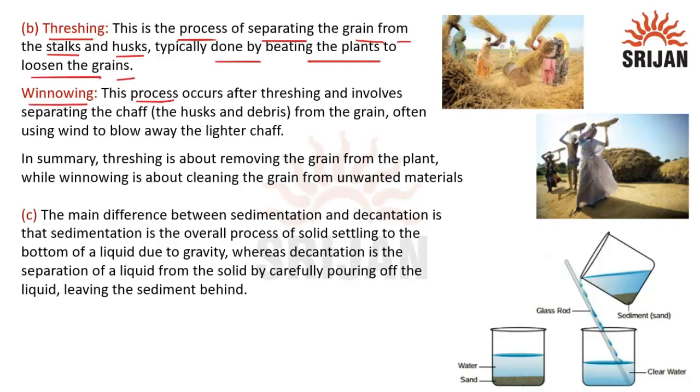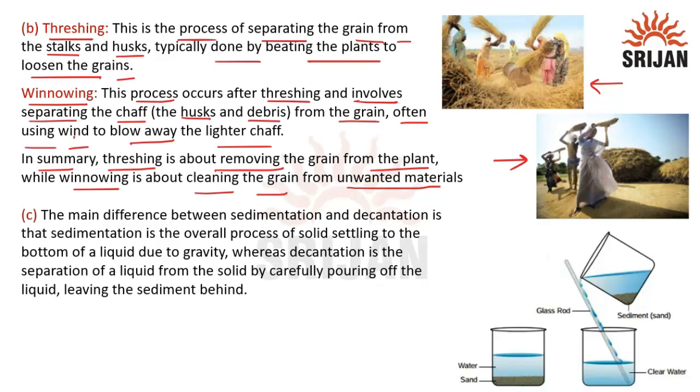Winnowing is the process that occurs after threshing and involves separating the chaff, that is the husks and the debris, from the grain, often using wind to blow away the lighter chaff. In summary, threshing is about removing the grain from the plant and winnowing is about cleaning the grain from the unwanted material. So this is threshing and this is winnowing.